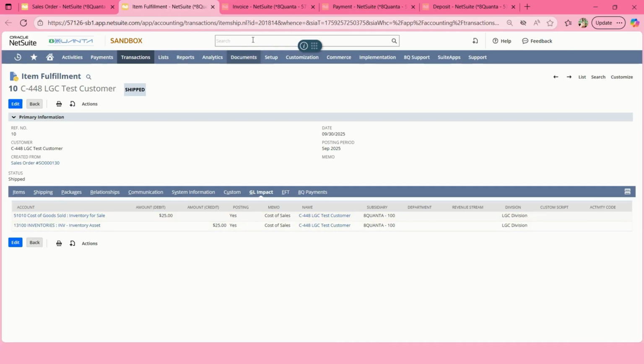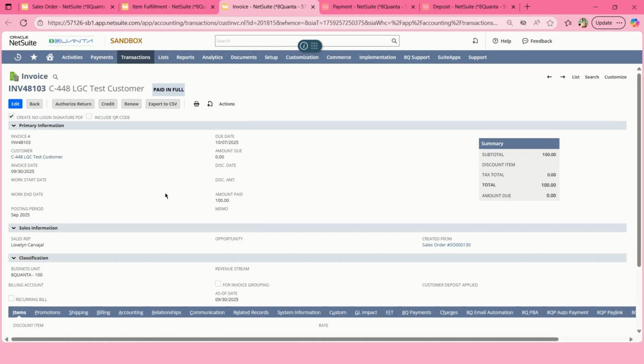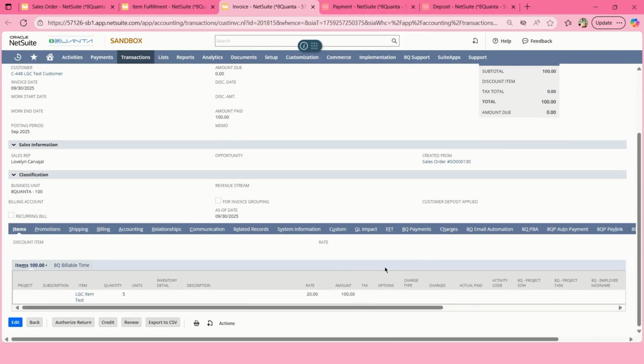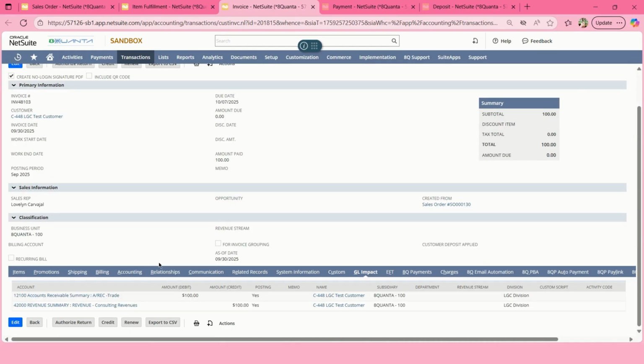The process continues with invoicing. This step records revenue and creates the receivable from the customer. The amount is the selling price of the item multiplied by the quantity sold. Debit, accounts receivable (AR). Credit, revenue, based on the item's income account.